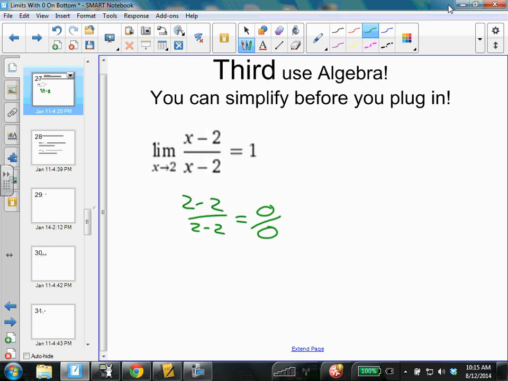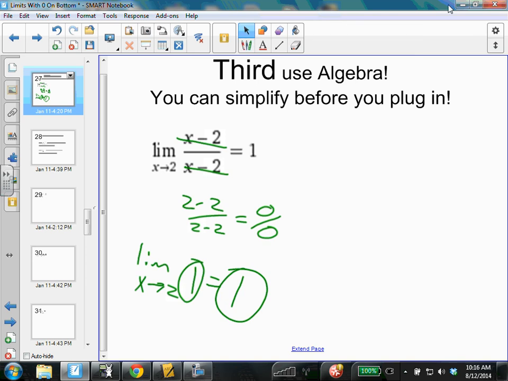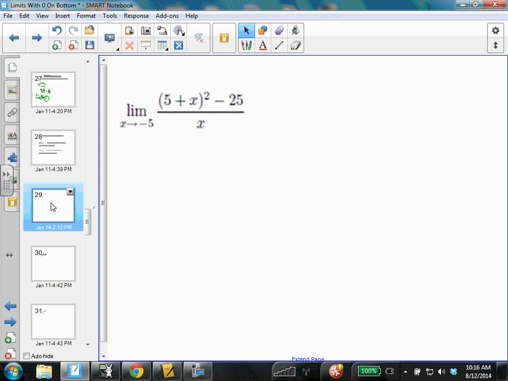And x minus 2 divided by x minus 2 is just 1, right? So all I've done is I've simplified the problem. I can cancel the top. Function is always 1. So there's your answer. So you can always simplify before you begin. Now let me jump here.